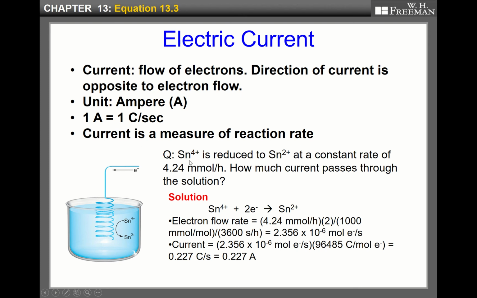This stannic ion, Sn4+, is reduced to stannous ion. Stannous ion is divalent, right? The trivalent tin ion is very unstable. Usually tin takes the +2 or +4 state. So here 2 electrons are involved. This one receives 2 electrons to become the stannous state at a constant rate of 4.24 millimoles per hour. How much current passes through the solution?